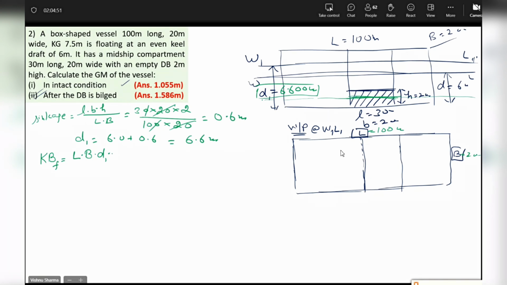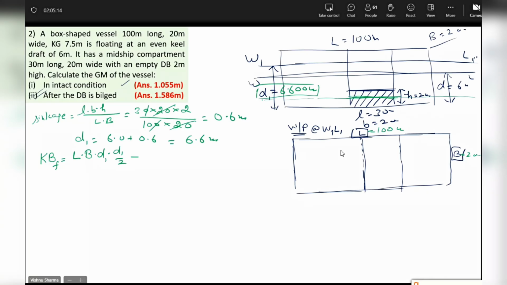D1 by 2, sir. From this, I want to subtract the vertical moment of volume that is under the water but not contributing to buoyancy. Look at the upper diagram. What is the volume that is under the water but not contributing to buoyancy? Identify the volume first.